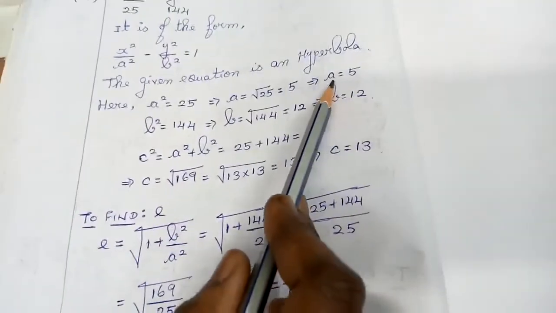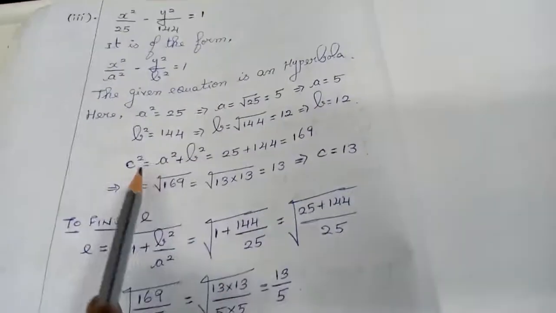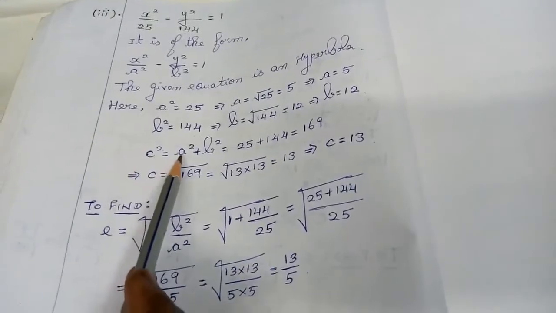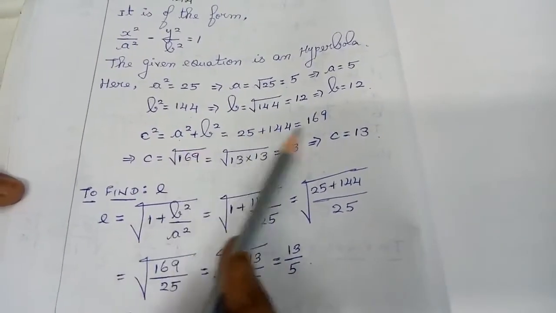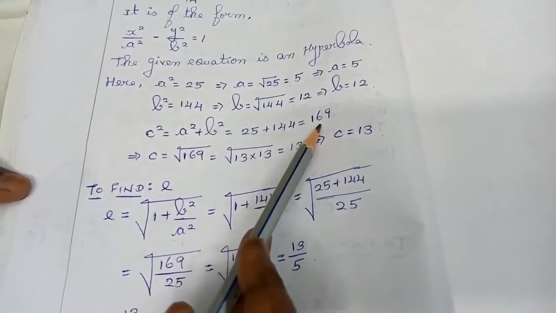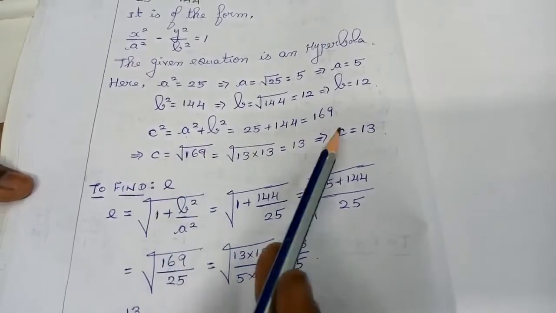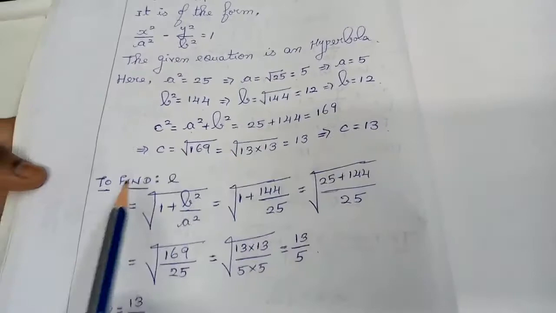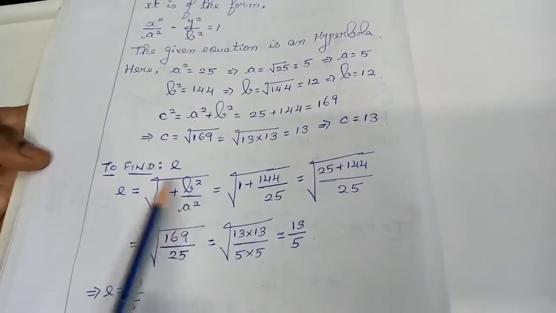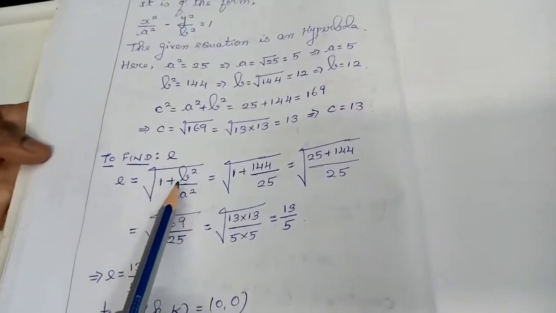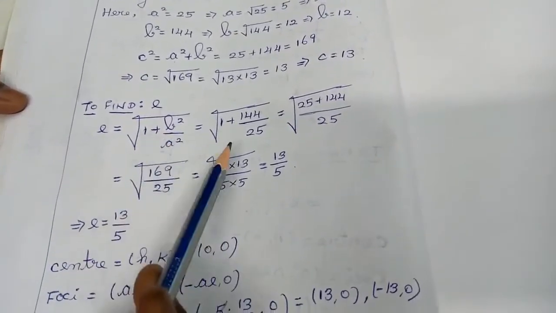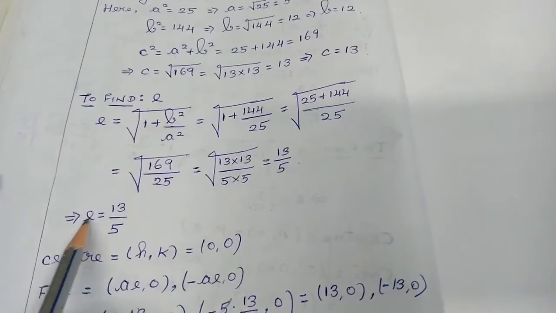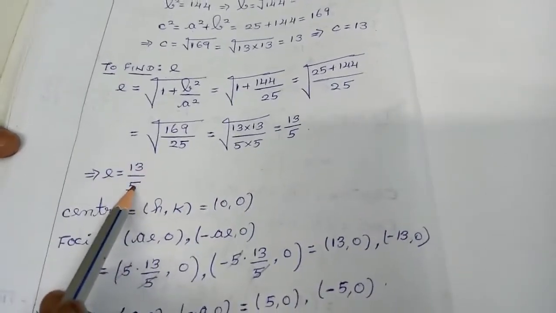Calculate, you will be getting the value for a 5, b 12, c square. In this case, you will be having the formula as a square plus b square. Apply, you will get the answer as 169. After calculating, you will get the answer for c 13. To find e, we are going to use this formula, that is root of 1 plus b square by a square. Just substitute the values. Final answer e equal to 13 by 5.